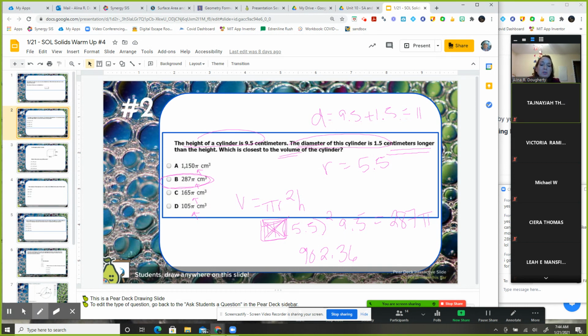If pi is in your answer choices, don't put it in the calculator. Multiply all your numbers. Use pi like a variable almost. Okay. Questions on that? So this is maybe a medium question, right? Because I had to find the diameter and then find the radius and then find the volume. And then actually maybe it's a hard question because that's 4 steps, right?